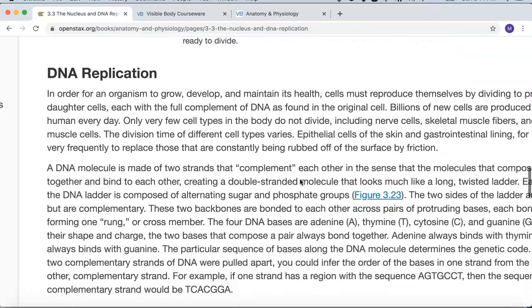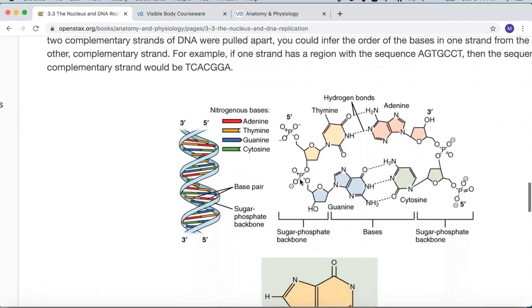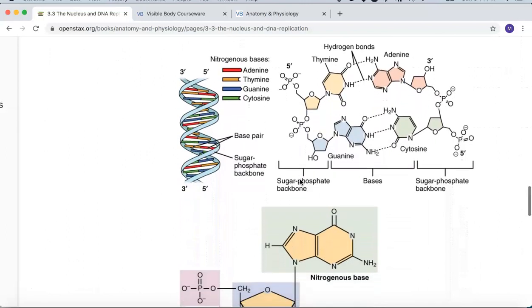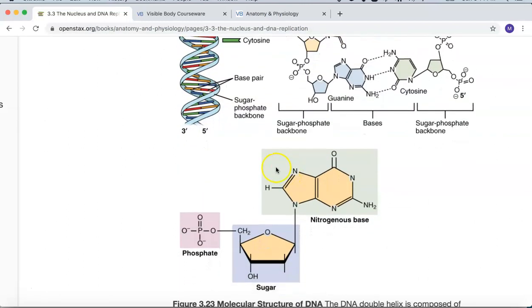If we come down and look at a slightly different view of the same molecule, we can take a look at the nucleotide. This is the nucleotide right here. It's got three parts, a phosphate, a sugar, and then the nitrogenous base. The nitrogenous base is what makes it either an A, G, a T, or a C.